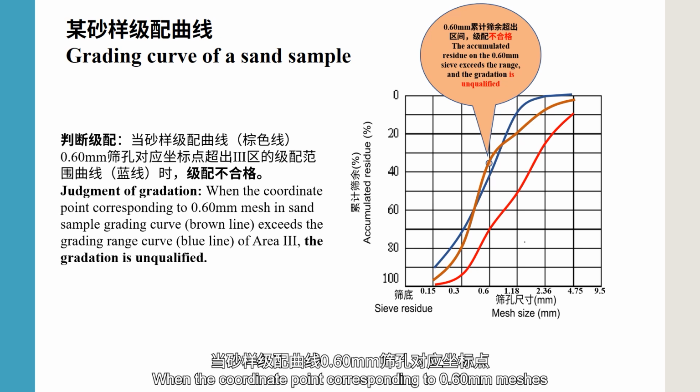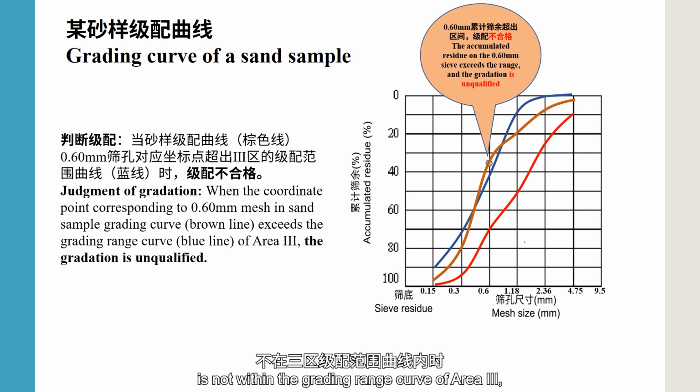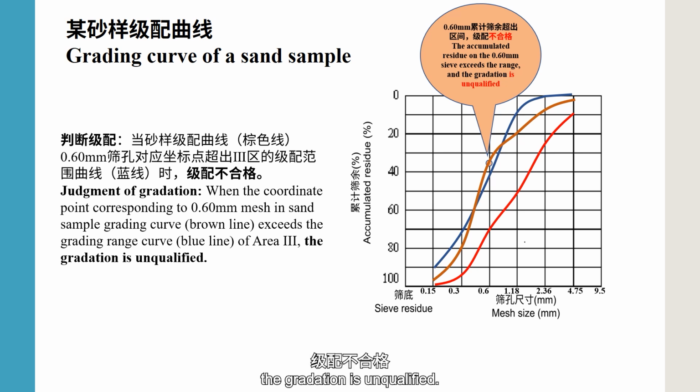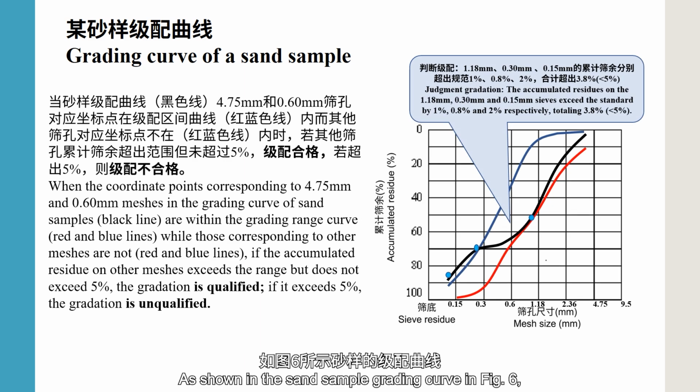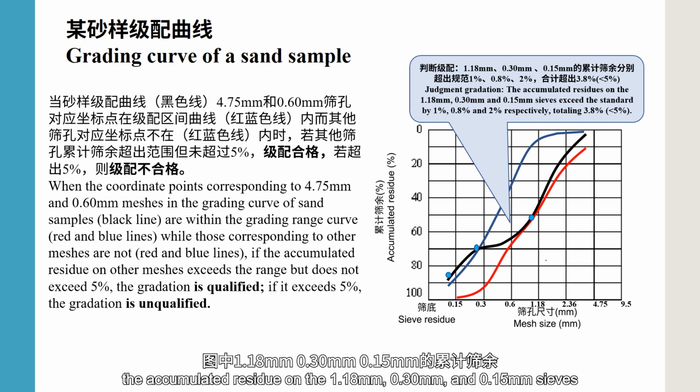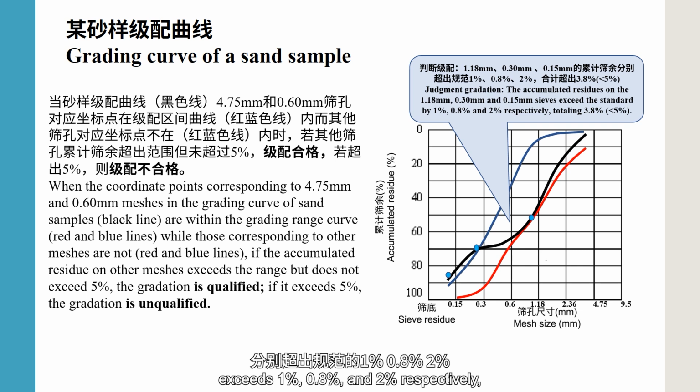When the coordinate point corresponding to the 0.60 mm meshes is not within the grading range curve of Area 3, the gradation is unqualified. As shown in the sand sample grading curve in Figure 6, the accumulated residue on the 1.18 mm, 0.30 mm, and 0.15 mm sieves exceeds by 1%, 0.8%, and 2% respectively, exceeding 3.8% in total.